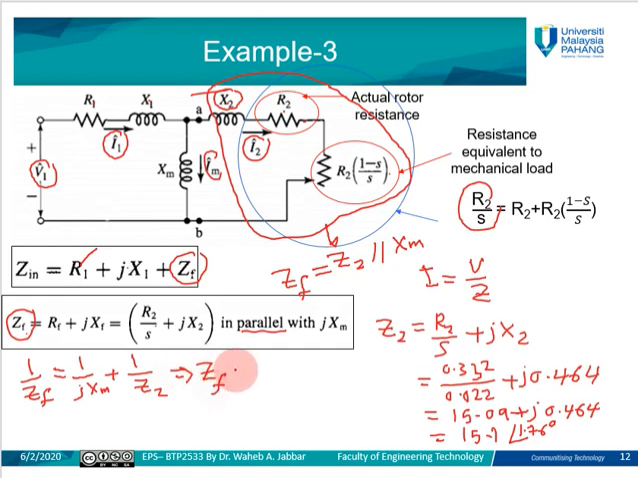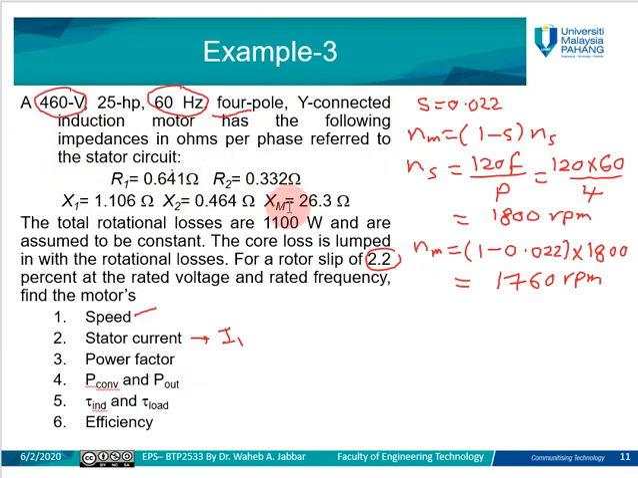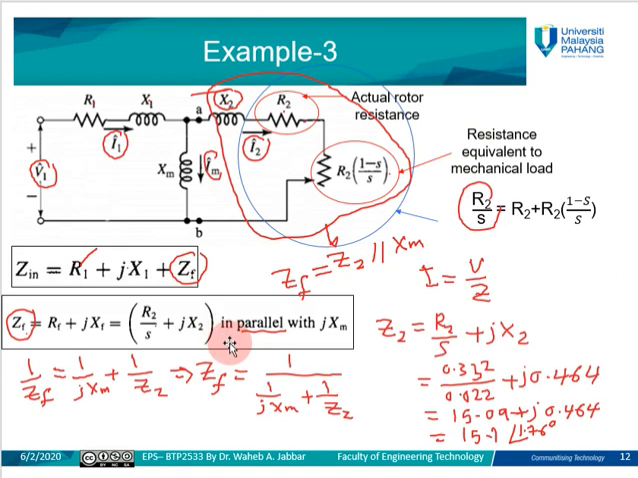If you want ZF, it will equal 1 over jXM plus 1 over Z2. You just need to substitute for the value of XM, which is given here as 26.3, and the value of Z2, which you already calculated here, is 15.1. So you substitute for these values in order to find the value of ZF.